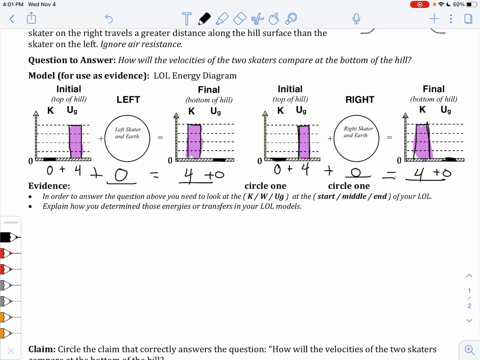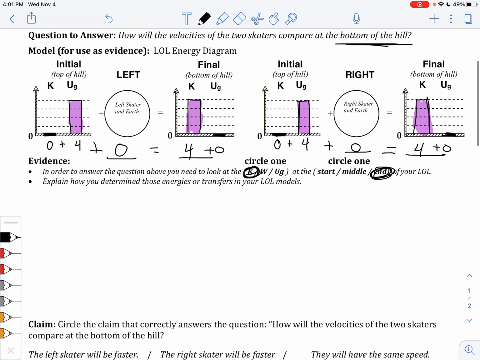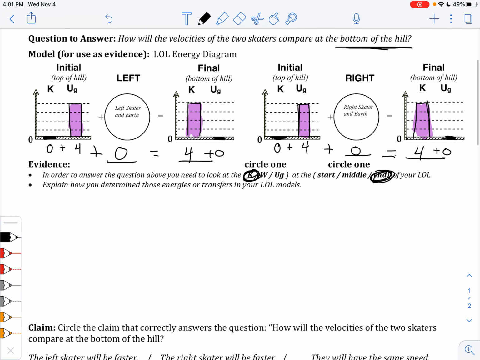So what are we going to have to look at? Where's velocity hidden in the LOL diagram? It's hidden in the kinetic energy. So circle K, and the kinetic energy, well, if I want the velocities at the bottom, I want the kinetic energy at the end. So what I'm looking for, I got to look at those. All right, now we're going to explain how you determine. You can type this.